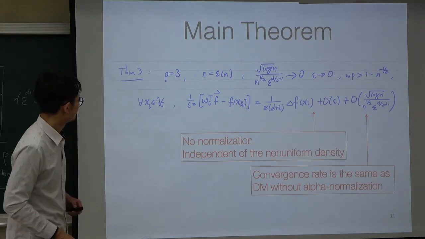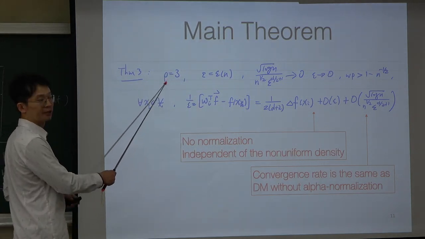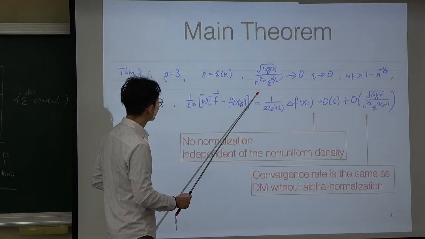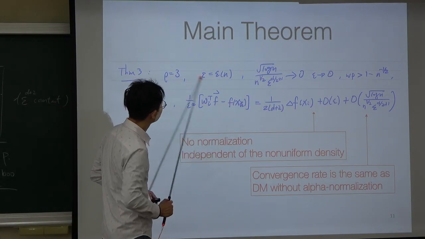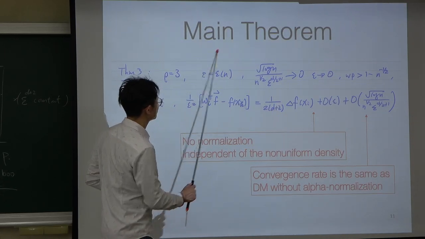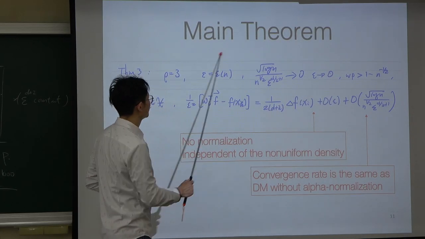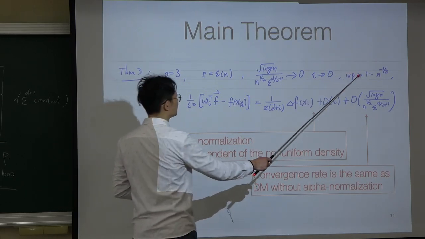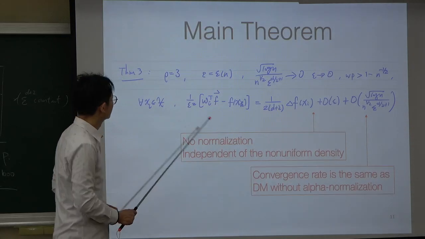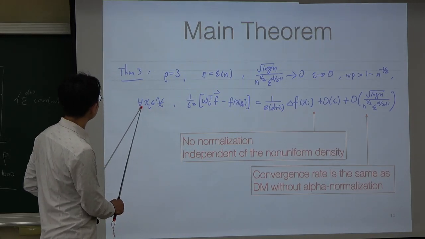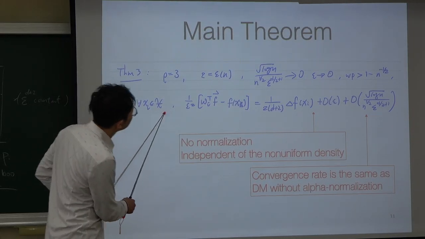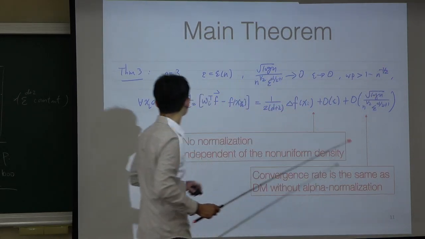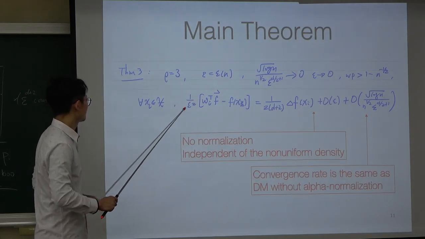So the main theorem is the following. Suppose you choose rho is 3 and you choose epsilon and n such that epsilon and n satisfy these two conditions when n goes to infinity. Then with high probability, for any xi in X, this should be 1 minus n to the minus 2. This is minus 2. Okay? Then 1 over epsilon squared.